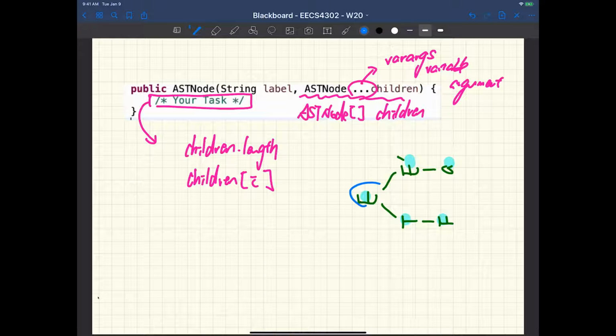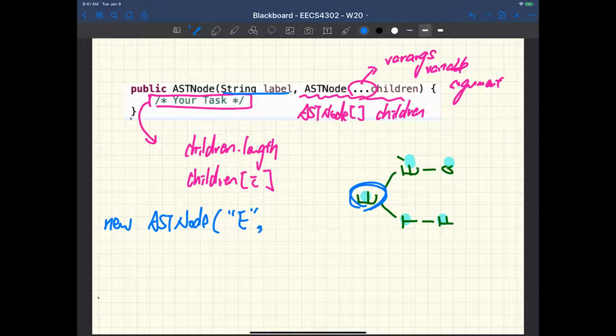First of all, how do I create this? New AST node. And remember, the first argument is always the label. In this case, that'll be E. E over here, and then followed by 2 children. This will be the left, this will be the right. So let me put this guy first, and then this will just be another tree. So I'll say new AST node, because it's expecting 0 or more. AST node. And then this one should have label T.